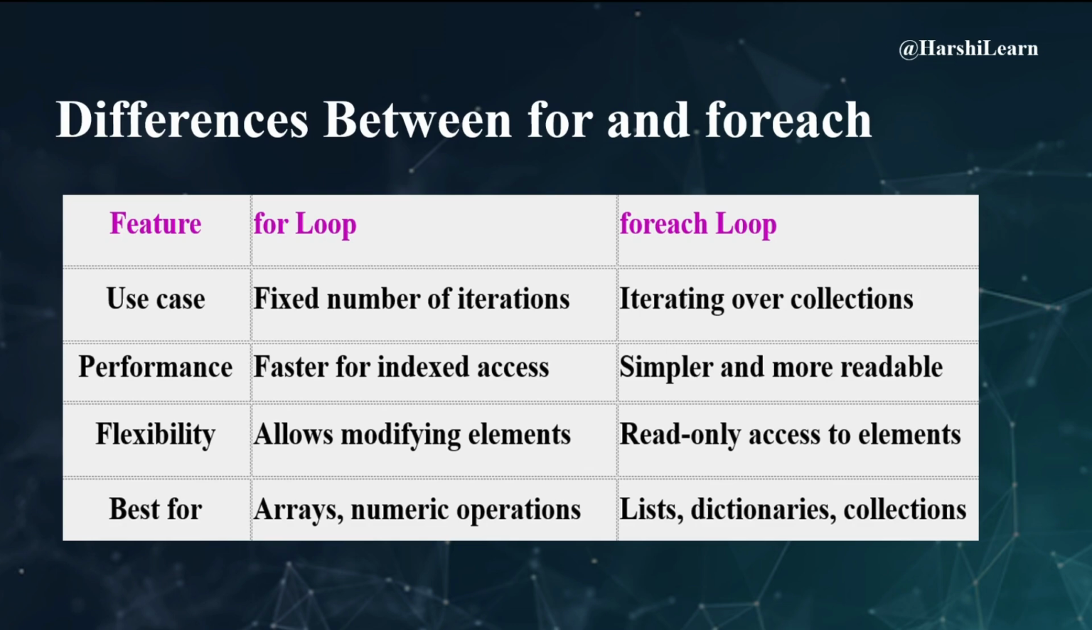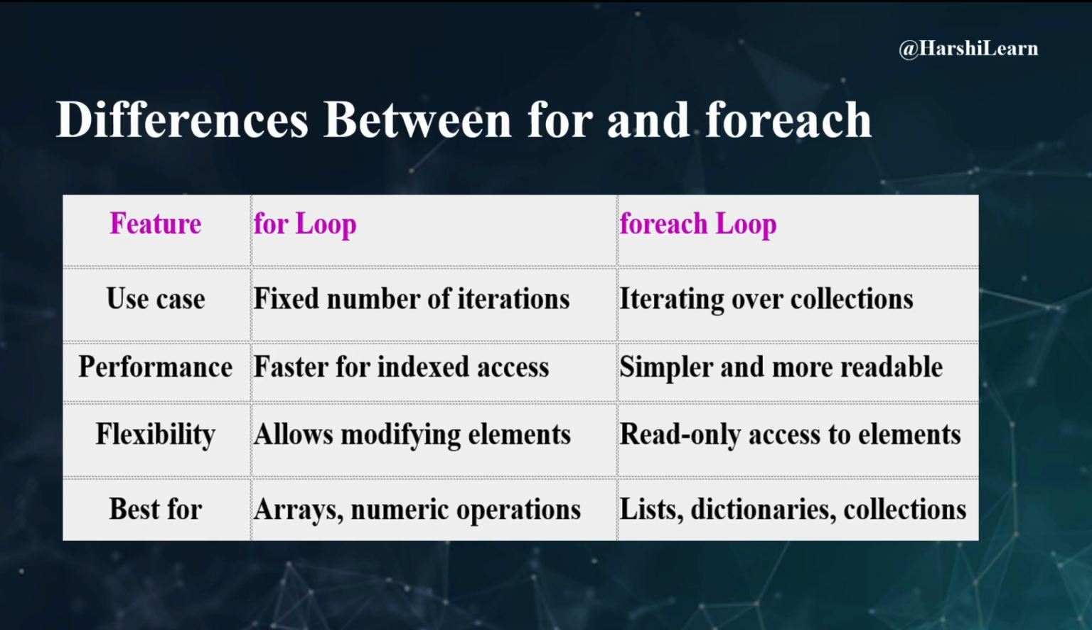And a for loop allows modifying elements inside the loop. Okay, but a foreach loop provides only read access to elements. Modifying them inside the loop is not allowed in a foreach loop. And a for loop is best for arrays, numeric operations, and situations where you need custom increments. But a foreach loop is best for collections like lists and dictionaries where you just need to access values.